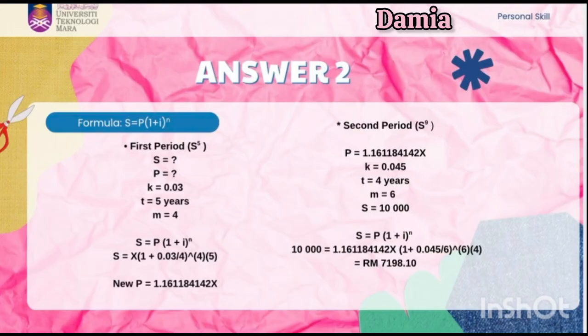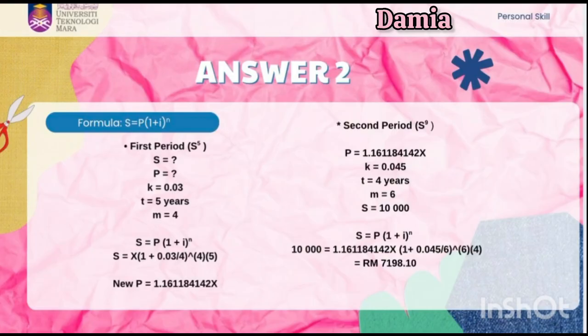So for S9, we will use our initial value with the previous answer we have gotten, which is P equals to 161184142x. Our K will be 0.045, our T will be 4 years. And where have we accumulated this 4 years? We subtract the 9 years, which is the whole term, with the 5 from the first period. So if we subtract 9 and 5, we will get 4 years. So that is where we get our T and our term for the second period.